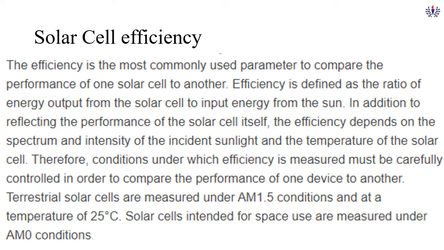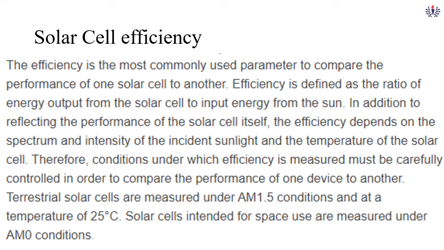So, as of now, we have discussed the data sheet study of the solar cell and the fill factor. From the data sheet study, we have discussed how to get the parameters of the solar cell. Now, we will discuss the definition of the cell efficiency. We know that the cell efficiency is the most commonly used parameter to compare the performance of one solar cell with another. The efficiency is defined as the ratio of energy output from the solar cell to energy input from the sun.